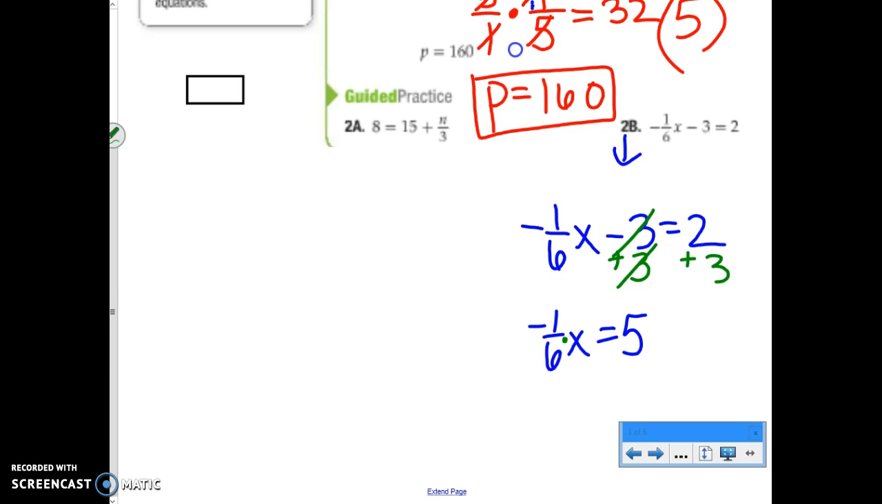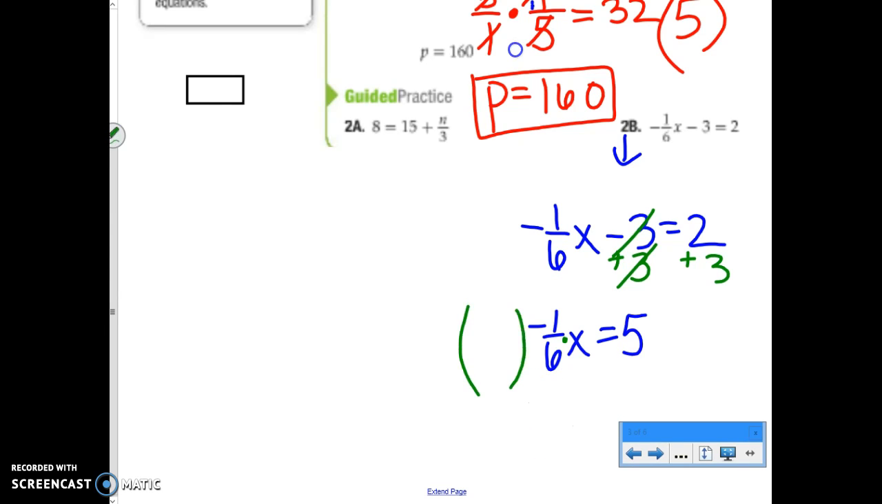Then I know right here that this is really a negative 1/6 times x, and I know that the opposite of multiplication is division. Well, if I divide by negative 1/6, I should be able to think in my head right now that I do not divide fractions. What do we do instead of dividing fractions? We multiply by the reciprocal.